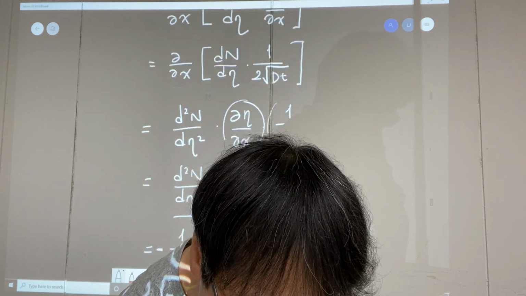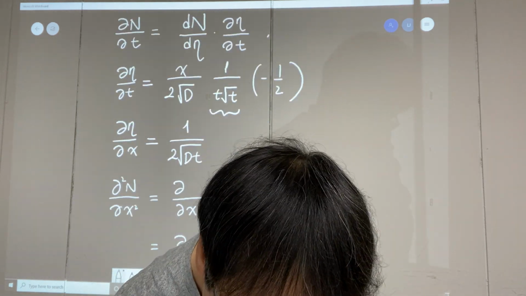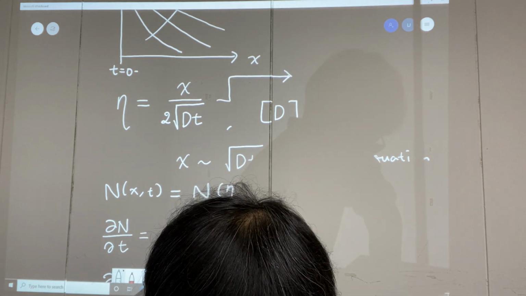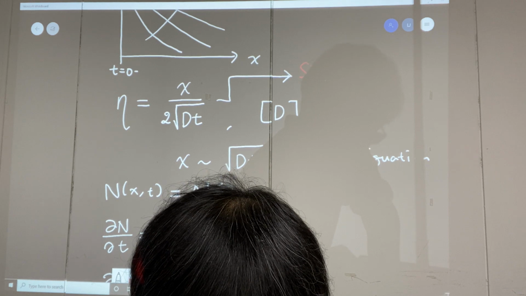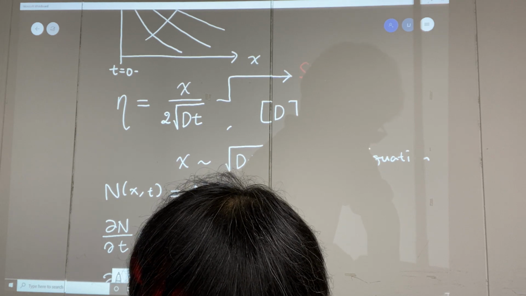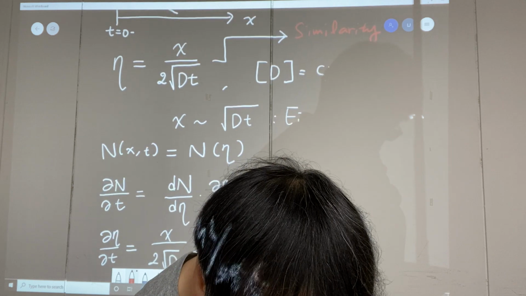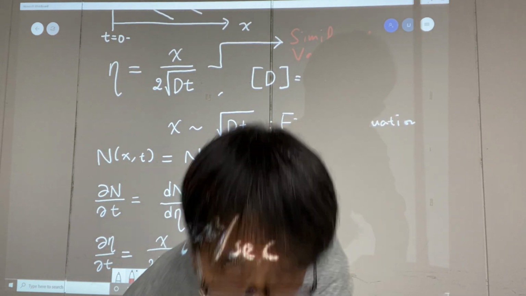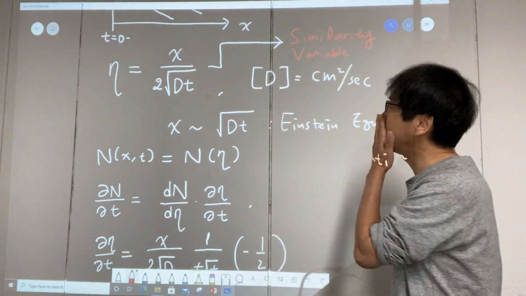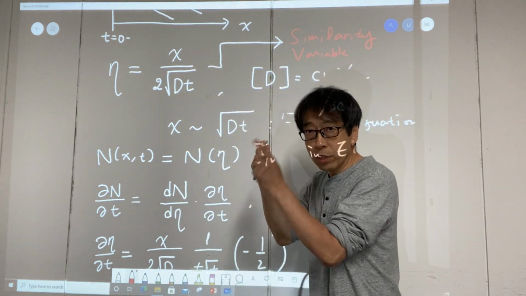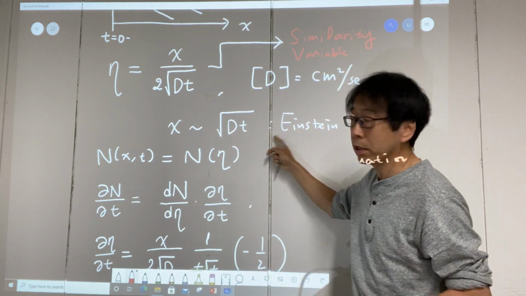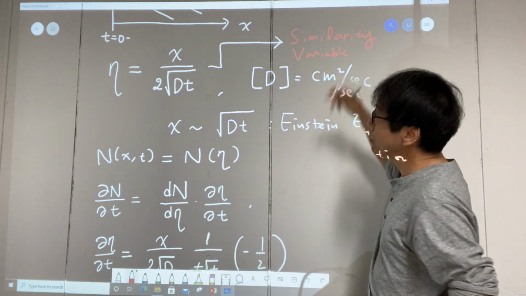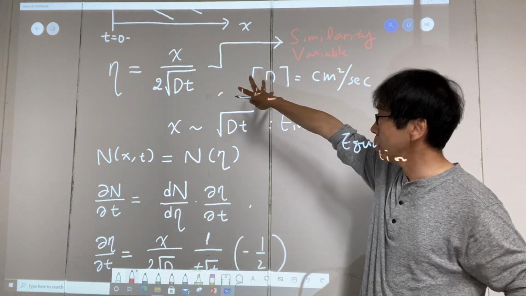Remember, this is the variable that we use. Now it comes to my mind, this definition, we call it similarity variable. I'm happy that this idea comes to mind. These two variables are similar. This length scale and this diffusion scale are similar to each other, leading up to the Einstein equation. All right. So we call this the similarity variable. The eta was the similarity variable like that.